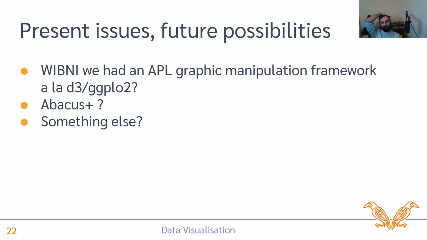But wouldn't it be nice if we had some kind of APL graphic manipulation framework like those? I know I haven't really shown them in any depth, and I've got a typo there. But I hear on the grapevine, along with the Abacus work, ways of directly generating the SVG from APL is being worked on. I shouldn't say too much because I don't know too much.